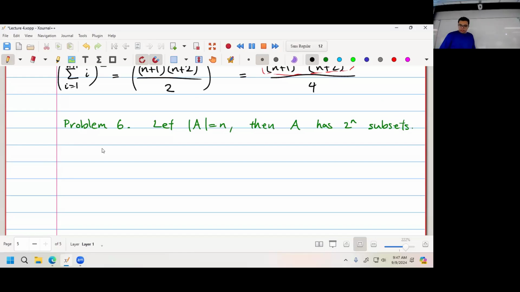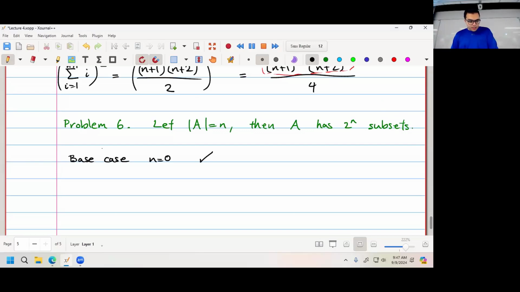So let's do induction on n, and let's look at our base case. My base case is when n is 0. So I have a set of size 0, which means it's the empty set. And how many subsets does it have? It has only one subset, which is the empty set, which is 2 to the power of 0. So the base case is easy to verify.